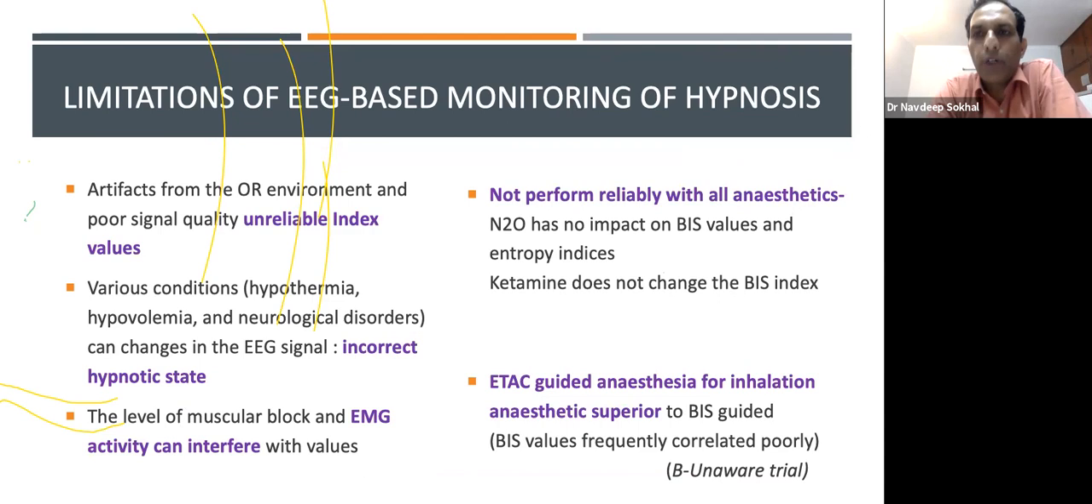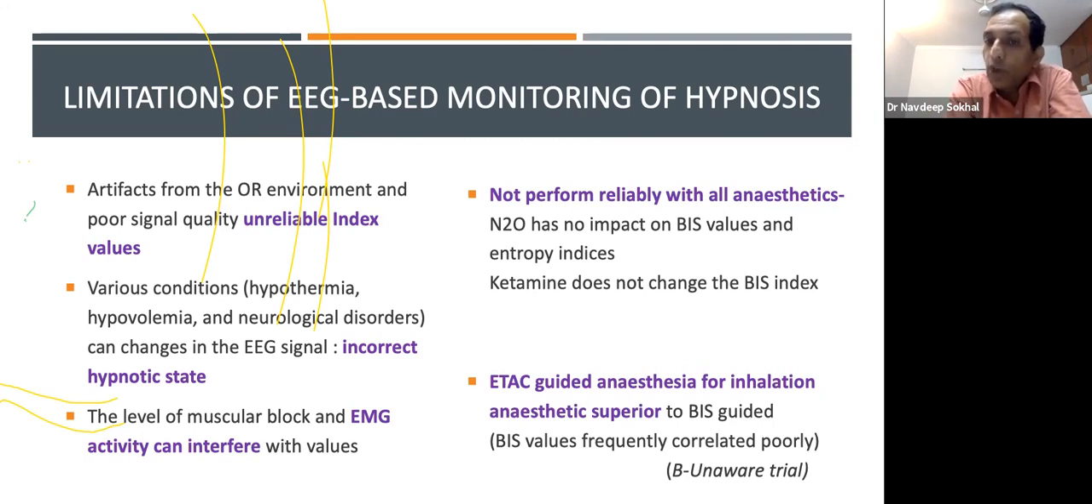Let's come to the limitations of EEG-based monitoring of hypnosis. Artifacts from the OT environment and poor quality signals make your index unreliable. This is one of the limitations of BIS monitors. Then various conditions like hypothermia, hypovolemia, and neurological disorders can change the EEG signal, so an incorrect hypnotic state can be given to you. Another is that the level of muscular block and EMG activity can interfere with your values. Then it does not perform reliably with all anesthetics. For certain anesthetics like ketamine or nitrous oxide, the values are not reliable because they have a different mode of action. They stimulate the EEG activity rather than curtailing it, so the values are not reliable.